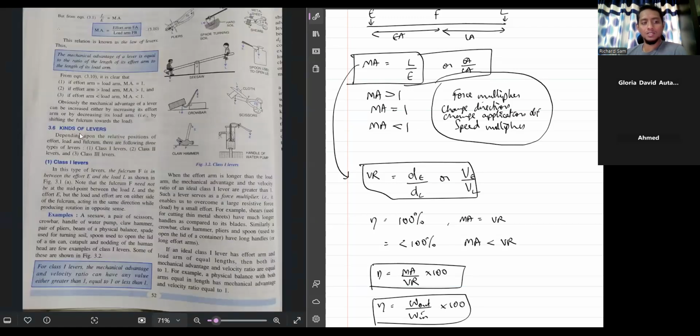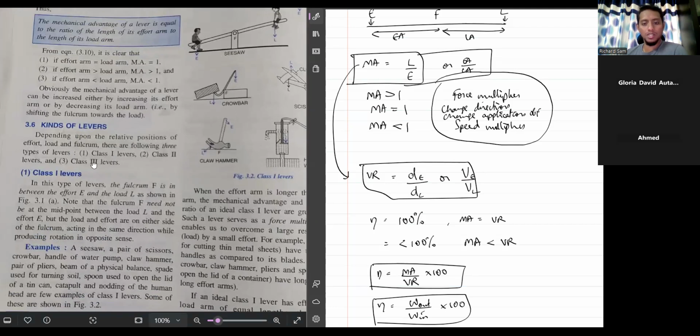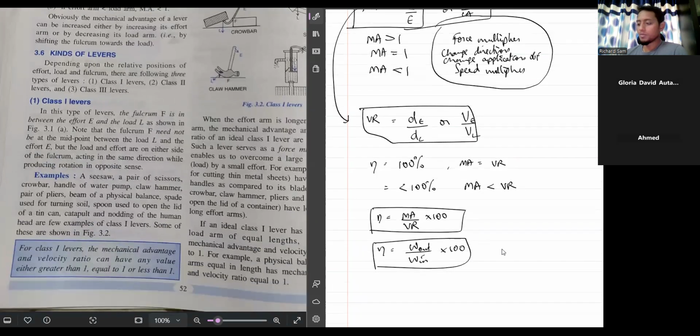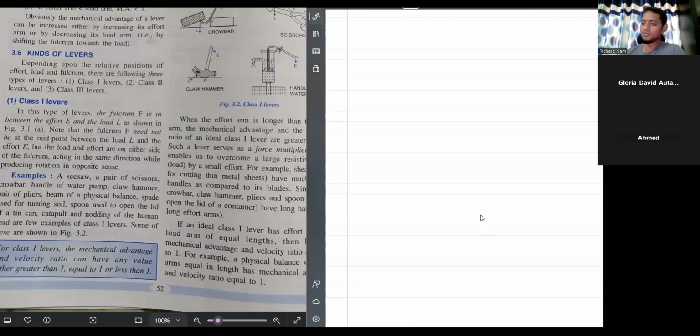Next, you have the three classes of levers, class 1, class 2, and class 3. To remember this, you have to remember FLE. Do you know FLE? Yeah, sure. This is what is in the middle. So in class 1 lever, fulcrum is in the middle. In class 2, load is in the middle. And in class 3, effort is in the middle. Whatever is on both sides, in whichever order, does not matter.